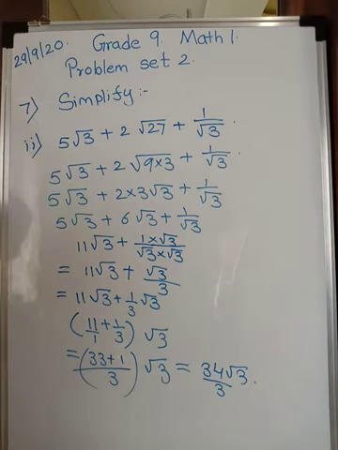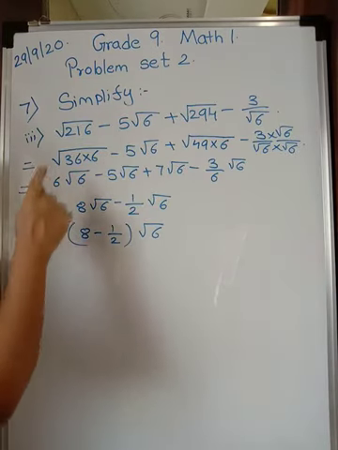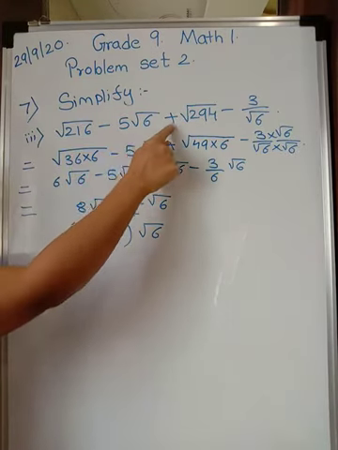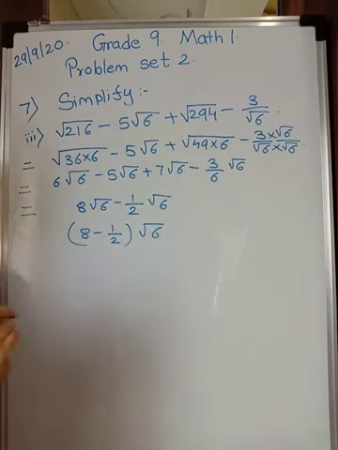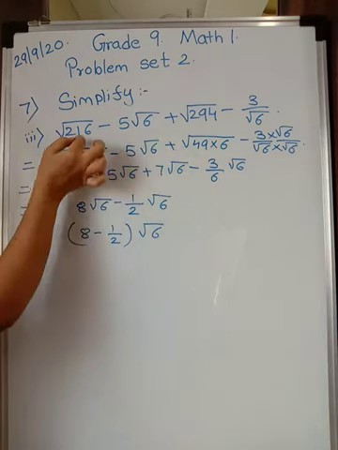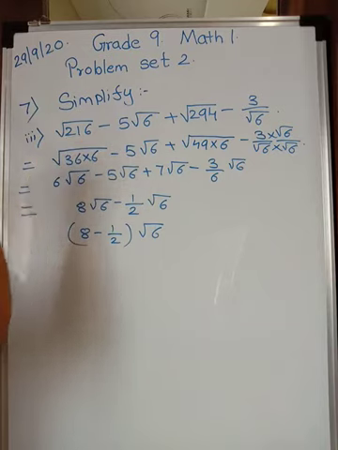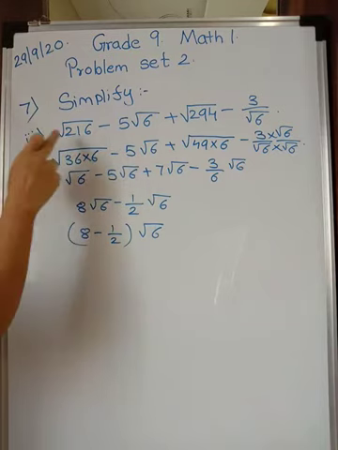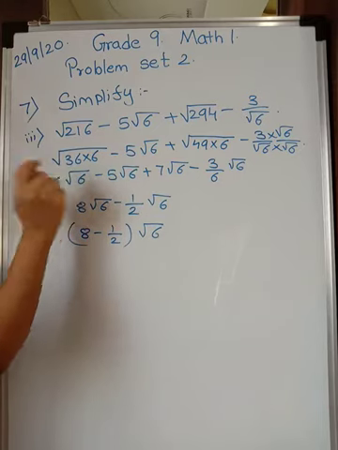Let's go for another problem. Let's go to the third problem. Root 216 minus 5 root 6 plus square root of 294 minus 3 upon root 6. Students, one more hint is given in the problem. Everywhere you should be having root 6. So split the number in such a way that one number is 6 and the other will automatically be a perfect square. Now looking at 216, we know it's a cube of 6. So I can immediately write 36 into 6.